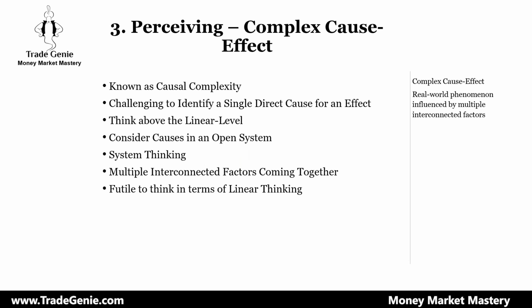If the system is open, a lot of variables are affecting the system, and he's a system-thinking kind of person. So he's putting two plus two together, and all things are interconnected. Maybe something is happening in Japan, and the effect is coming this afternoon in New York. So system thinking: multiple interconnected factors coming together. It's futile to think in linear terms, like if interest rates go down, maybe the technology stocks will go up. That's just linear thinking. Something else is happening there.